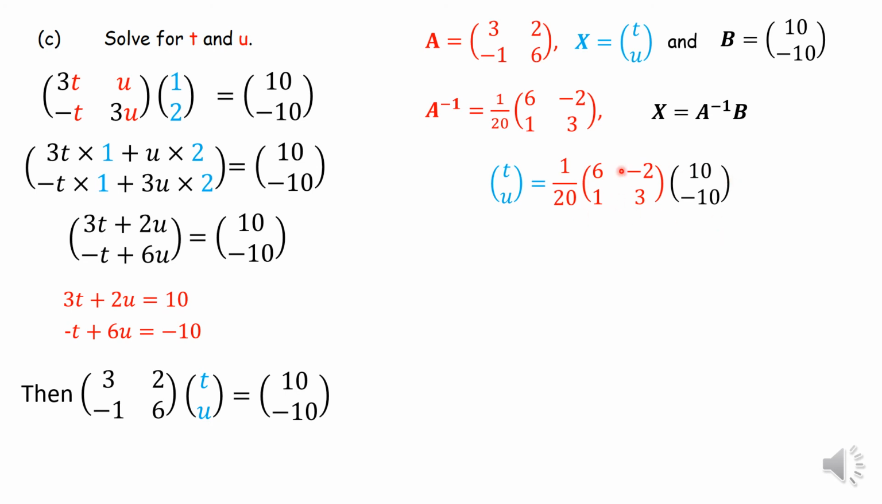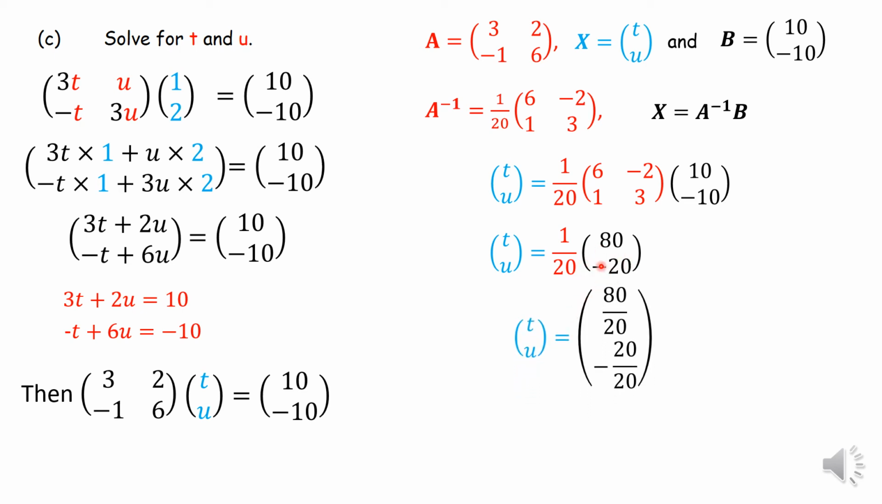Right, so you're going to multiply first the 6, negative 2, negative 1, 3 with that 10, negative 10 matrix. So that gives you 1 over 20 times 80, negative 20. So now you can actually distribute that 20, or divide 80 by 20 and also negative 20 by 20. Right, so once you do that, you arrive at t equals 4 and u equals negative 1.